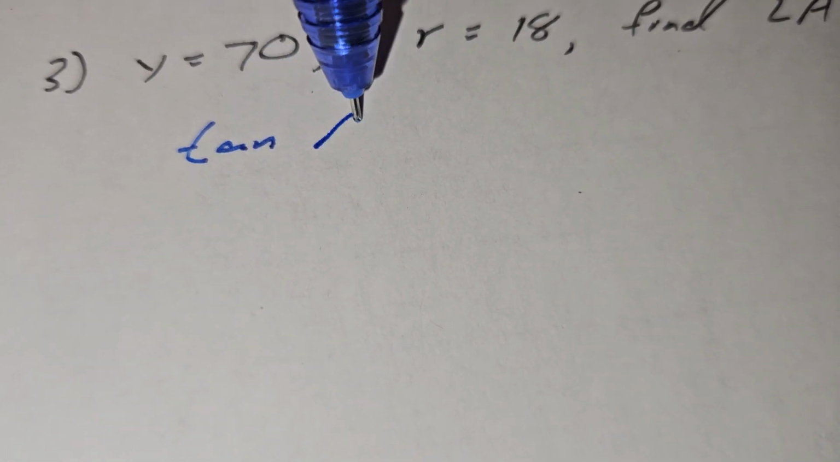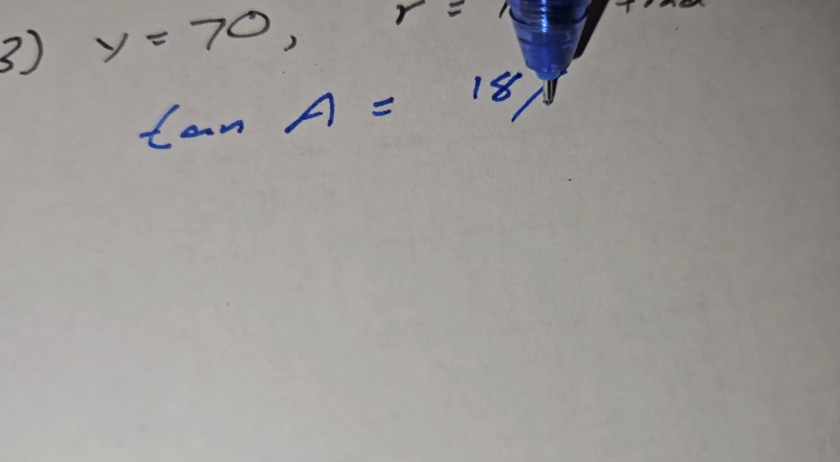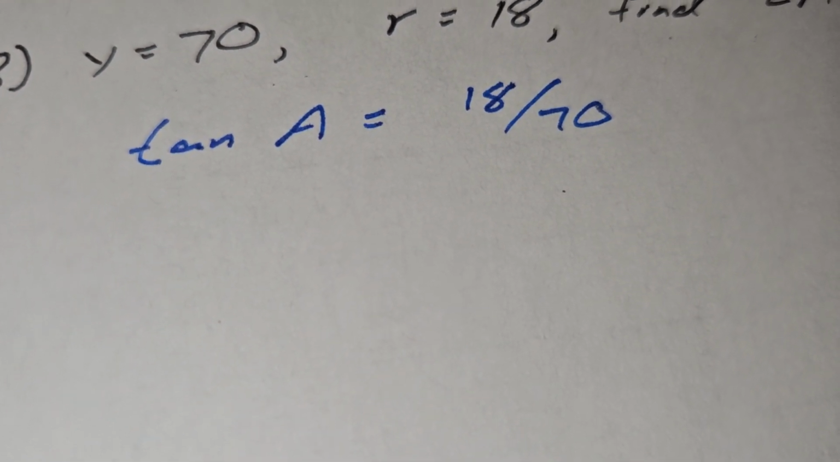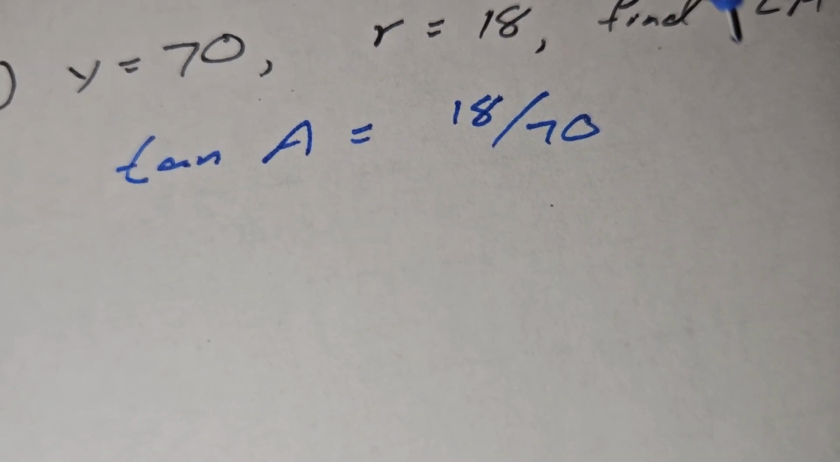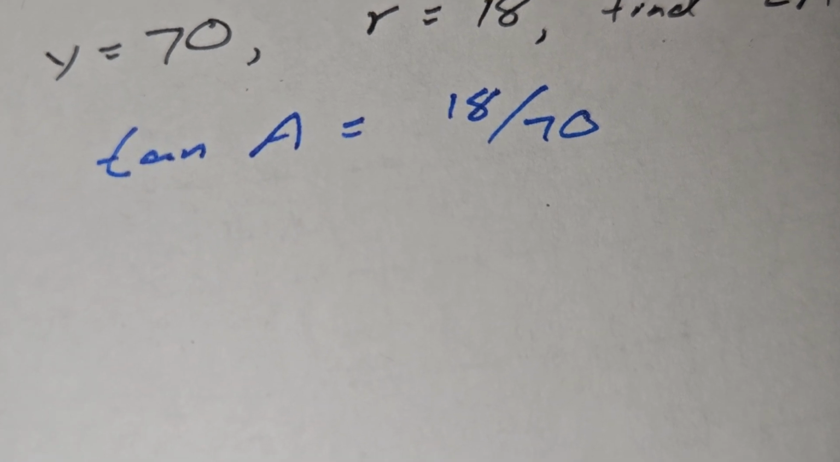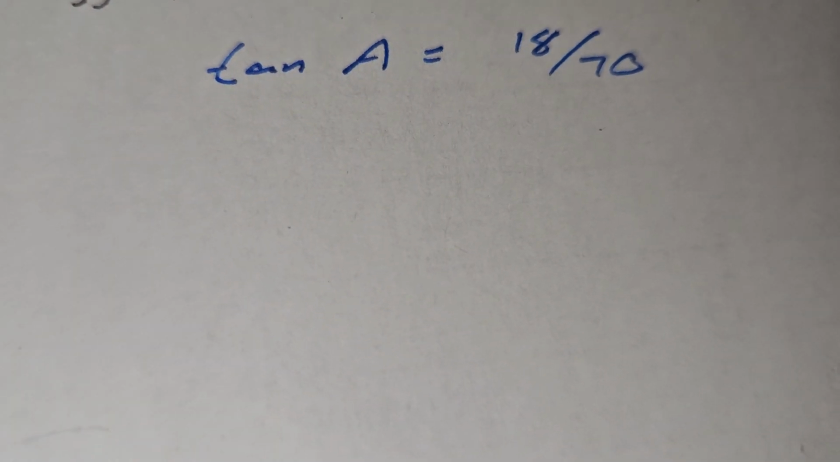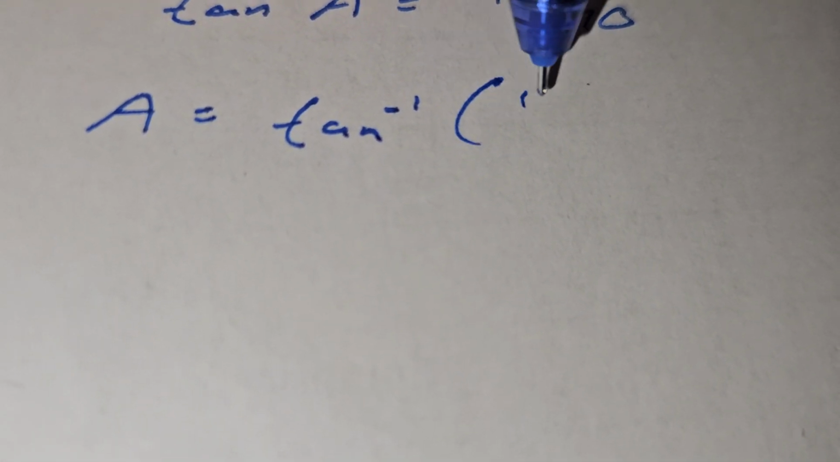Tangent of angle A is equal to opposite. What's our opposite? It's 18, over adjacent, which is 70. So that's going to be the value of tangent of A. Let's go ahead and find the angle that this belongs to. So we're going to use inverse tangent. A is equal to inverse tangent of 18 divided by 70, right?